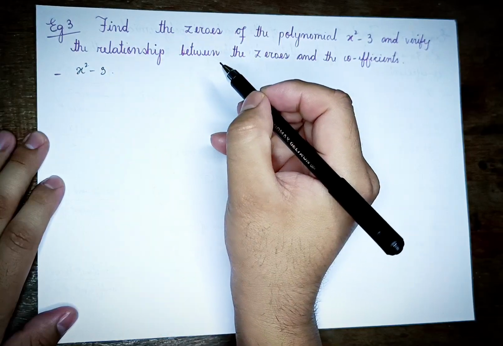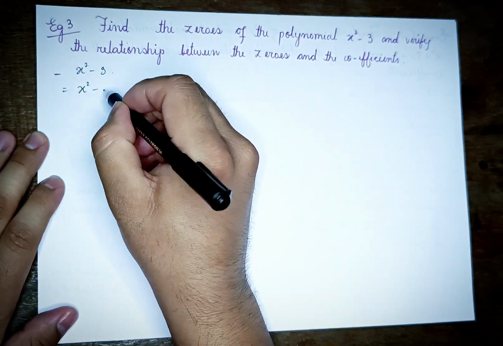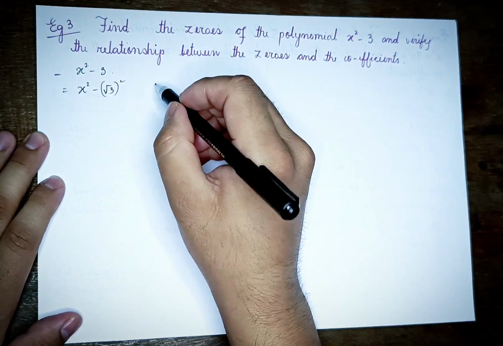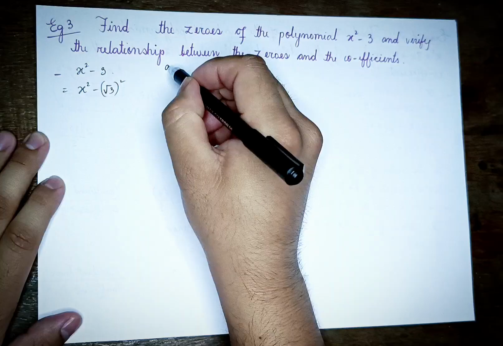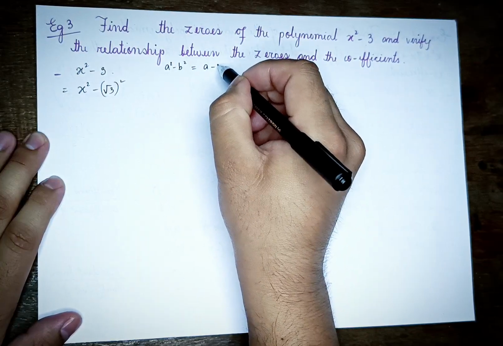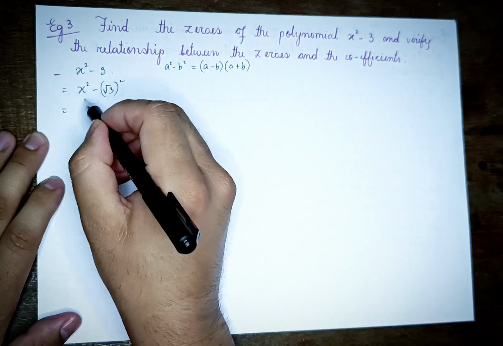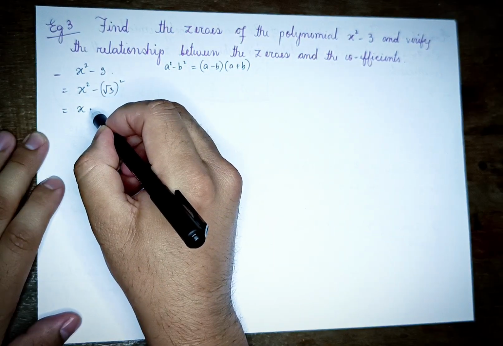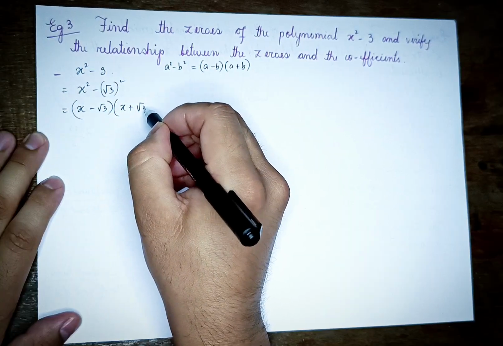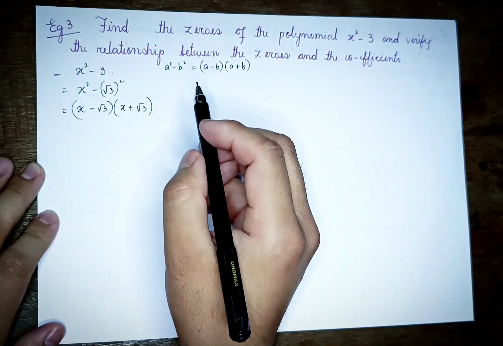First, write this x square minus 3. Here x square minus 3 can be written as x square minus root over 3 whole square. Using the formula a square minus b square, we know that a square minus b square is equal to a minus b whole into a plus b. Using this formula, we can write this as x minus root over 3 whole into x plus root over 3.